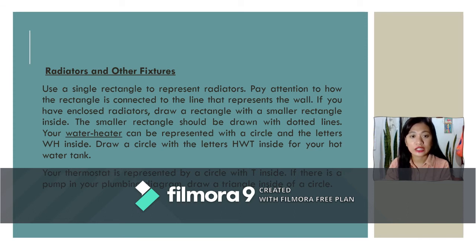Your water heater can be represented with a circle and the letters WH inside. Draw a circle with the letters WHT or HWT inside for your hot water tank. Your thermostat is represented by a circle with T inside. If there is a pump in your plumbing diagram, draw a triangle inside of a circle. Don't forget to add radiators and other fixtures to your plumbing diagrams.